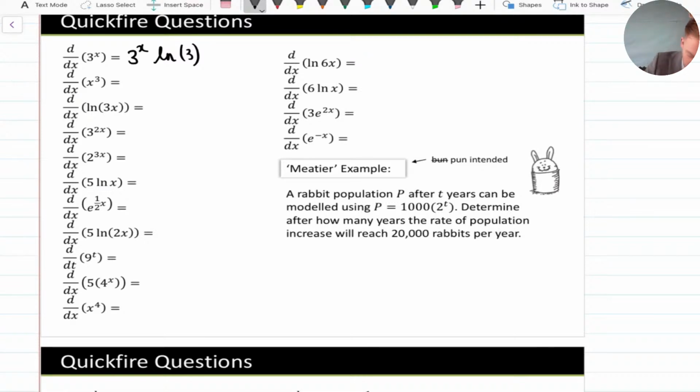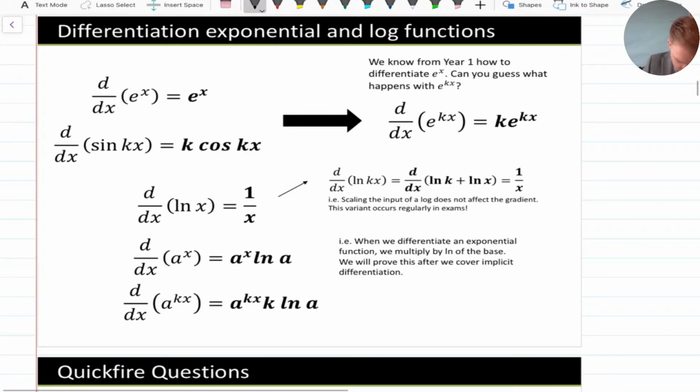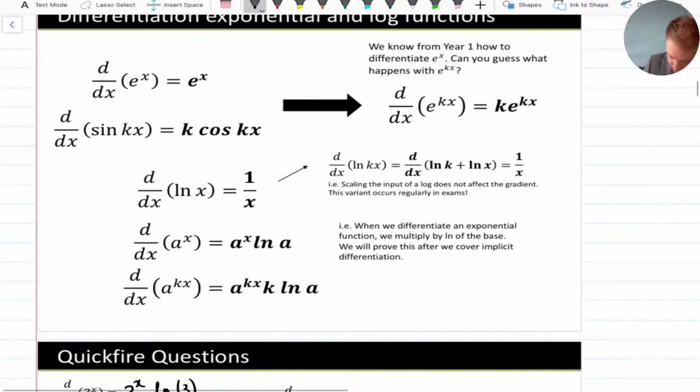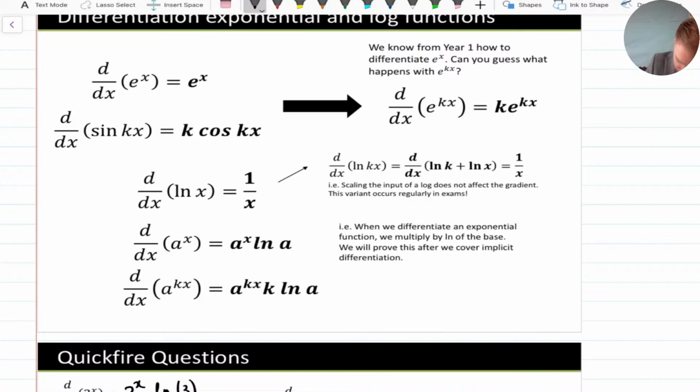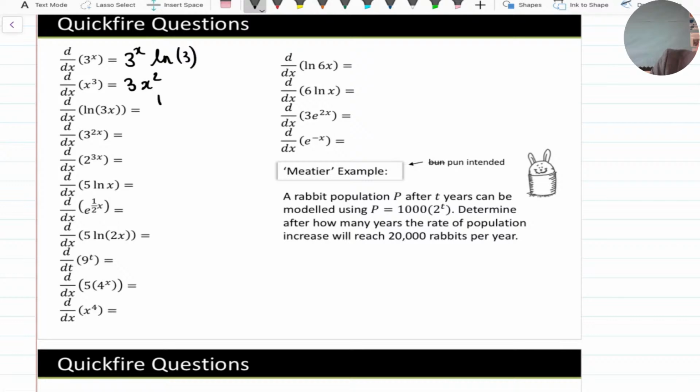Differentiating x cubed. Now, they've put that in there to do it a little tricky. This is one of our older ones, isn't it? This one here, you times by the power and take away 1 from the power. So this one here is going to be equal to 3x squared. This next one here, when I'm differentiating ln x, let's just have a little check. What's ln x when I differentiate it? Well, that's just equal to 1 over x. What about ln of kx? Well, that's just equal to 1 over x as well. So ln of 3x, which is what we've got, is just equal to 1 over x.